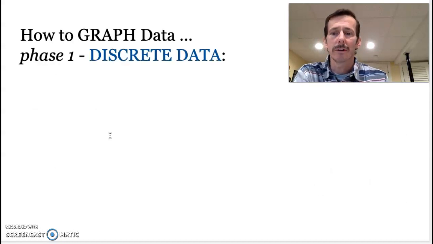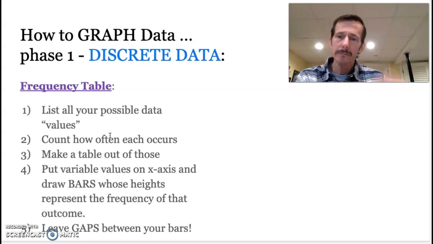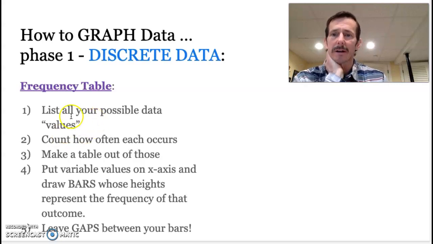All right, so we're just going to look very quickly at how to graph discrete data today only, and we'll look at continuous data later. These are your steps. The keys are that you're going to list them, or you'll be given a list, and then you want to count how often each value or outcome occurs, make a table out of that, and then you're going to graph, putting the possible values for your outcomes on the x-axis, and the y-axis, the vertical one that goes up and down, will be the actual counts, the frequency of each of your possible outputs. And the key on a bar graph is that you're going to leave gaps.